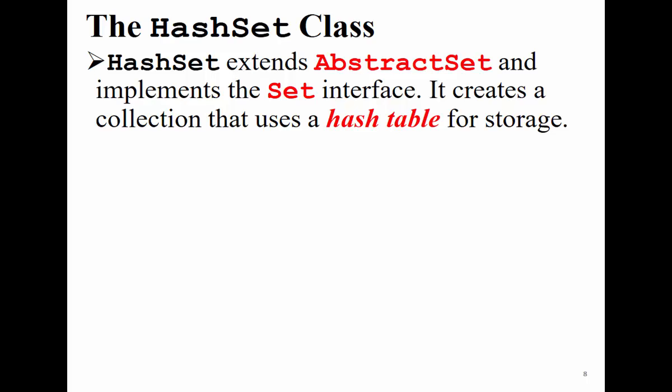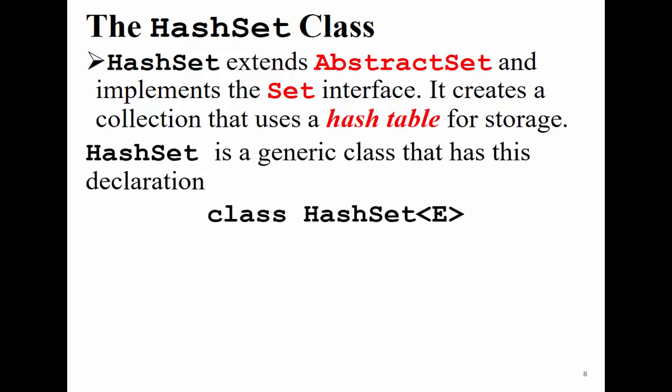Now, Java provided for us what we call a HashSet class. HashSet class extends the abstract set and implements the Set interface. When the class implements the interface, it will provide all the implementations for the methods inside that interface. So we have add and remove as methods for the HashSet. HashSet maintains what we call a hash table.